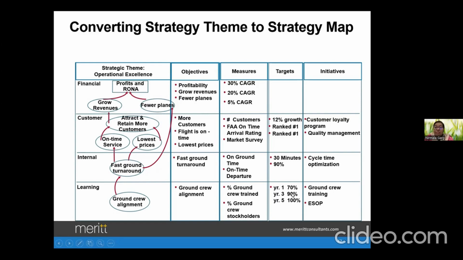If they are not able to, then I will look at L&D. Is the ground crew trained? What are they doing? Do they know what to do? So this is how you will write your objective, measure, target, and initiative. Simple. Let us look at another type.